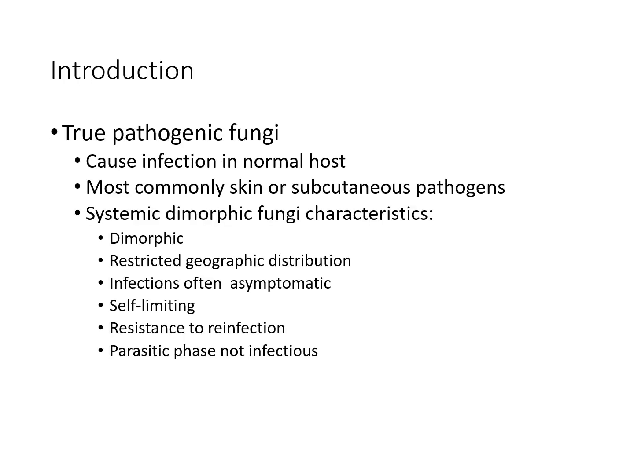True pathogenic fungi are capable of causing infections in healthy, normal hosts, often affecting the skin or subcutaneous tissue. Many of these fungi are systemic dimorphic fungi, which exhibit two distinct forms depending on the environment: a mold form in the environment and a yeast form in the host. These fungi typically have a restricted geographic distribution, meaning infections occur primarily in specific regions. Infections caused by systemic dimorphic fungi are often asymptomatic or self-limiting, and individuals usually develop resistance to reinfection. Importantly, the parasitic yeast phase that occurs within the host is not infectious to others, limiting direct person-to-person transmission.